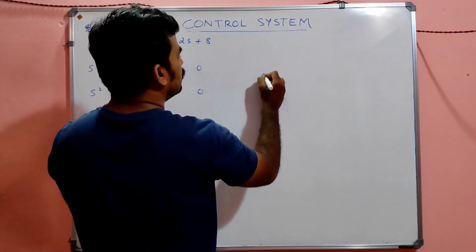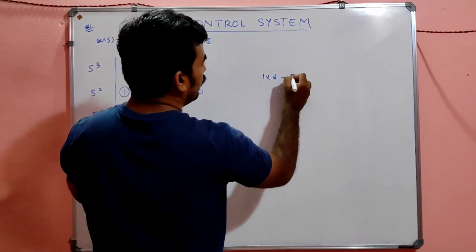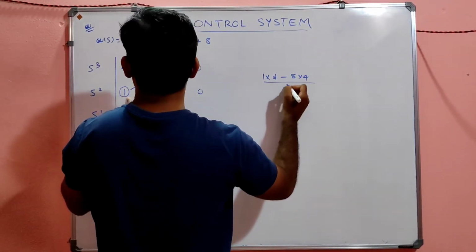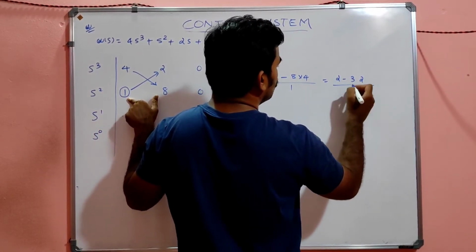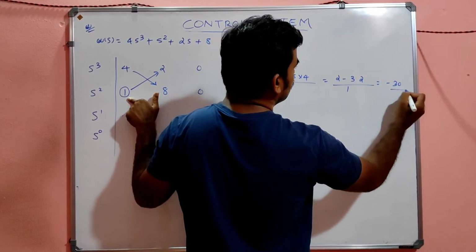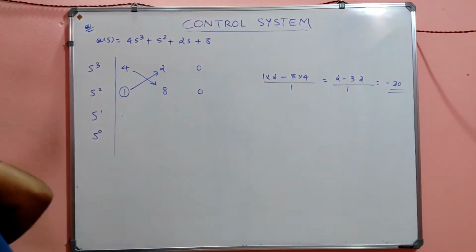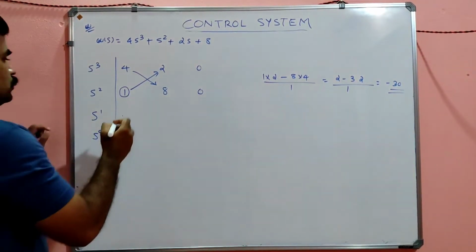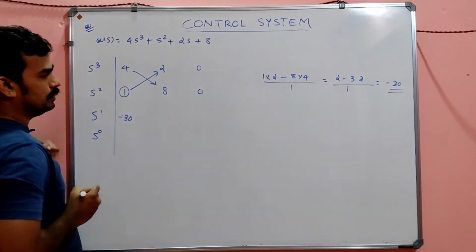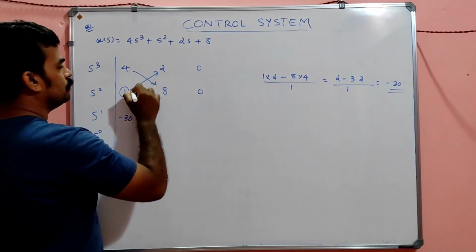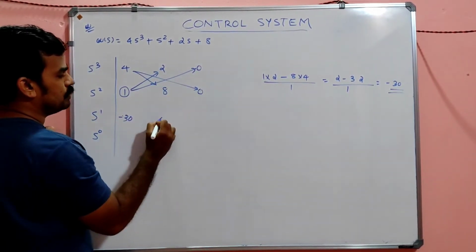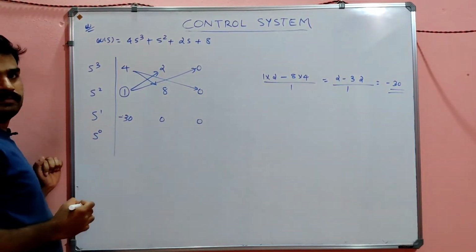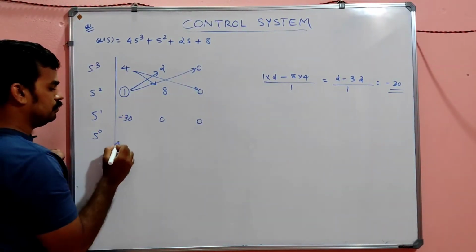Okay, we will find that 1 into 2 minus 8 into 4, whole divided by 1. So it will be 2 minus 32, so minus 30. What is that, my dears? Minus 30. You got it as minus 30. And next one, this into 0 minus this into this divided by this. This into 0, this into 0, everything is 0.